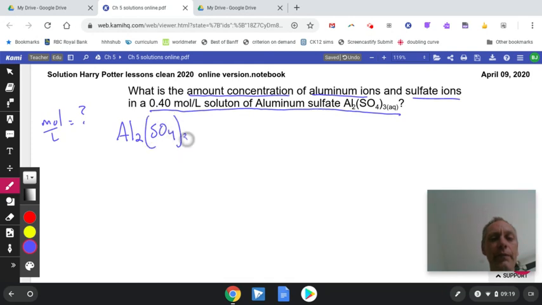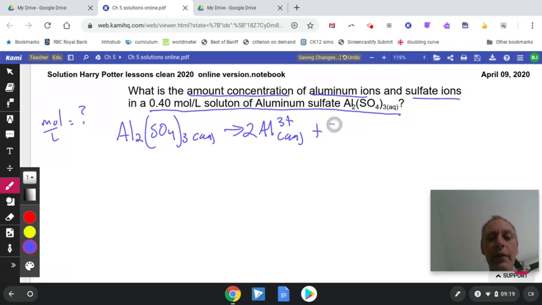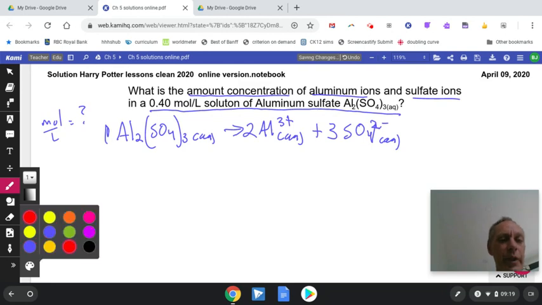Al2(SO4)3 dissociates in water. So what are the ratios of the ions? We're going to get how many aluminum 3+? Correct, 2. So when that breaks apart, we get 2 Al3+. And how many sulfate ions? 3 SO4 2- ions. So these become our molar ratios. I'll put them in red. 1 Al2(SO4)3 breaks apart into 2 of those and 3 of those.